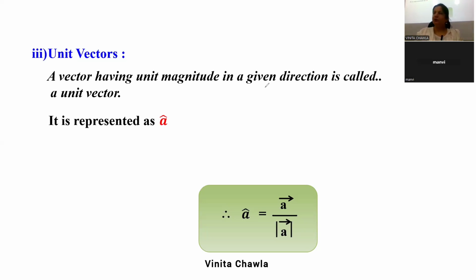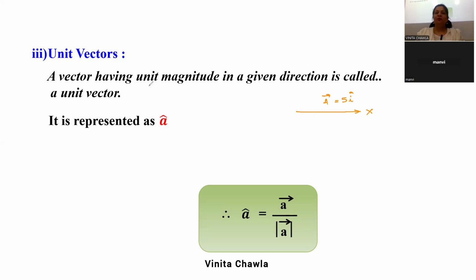Let's consider a situation. Suppose we have a vector A. If we take its magnitude, let's say it is along the x-axis. Because this vector is along the x-axis, we can write 5 I cap. Here, I cap represents the unit vector along the x-axis. So this vector is 5 I cap, and this 5 is the magnitude of the vector.